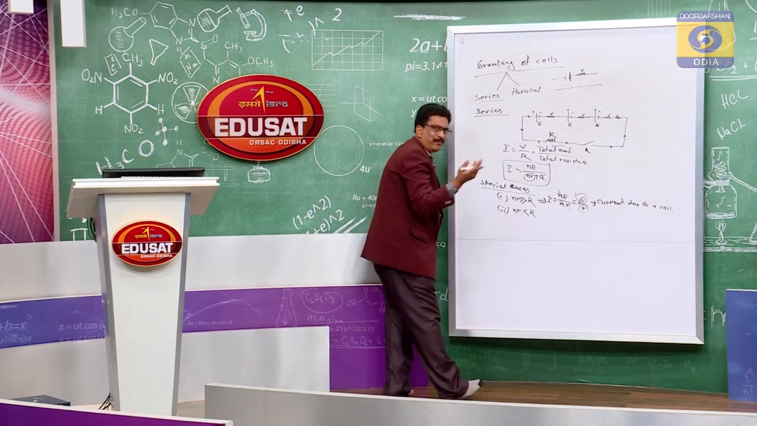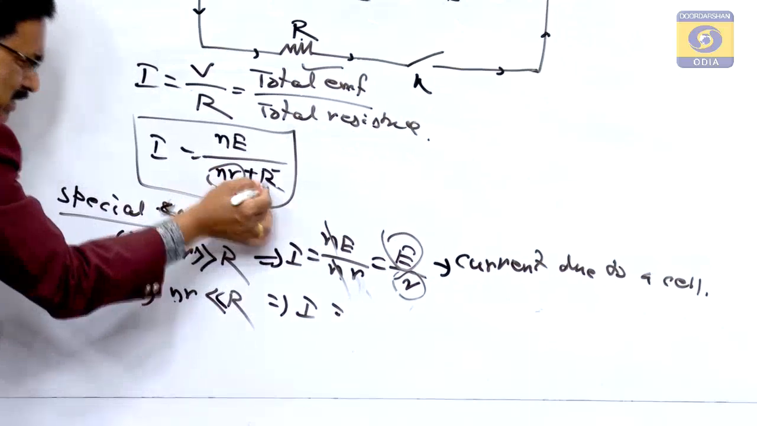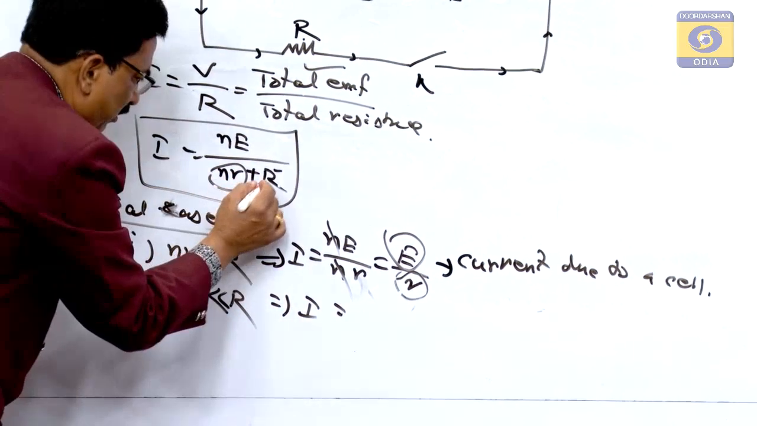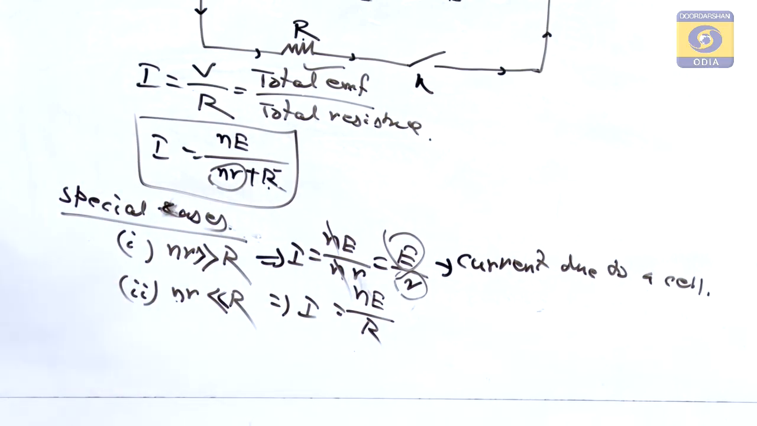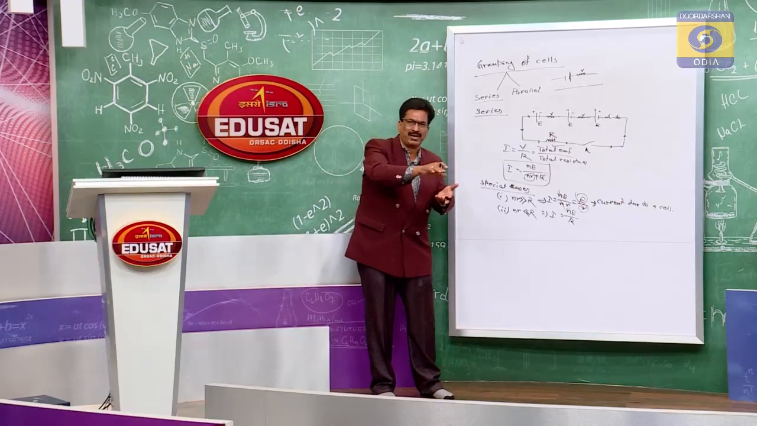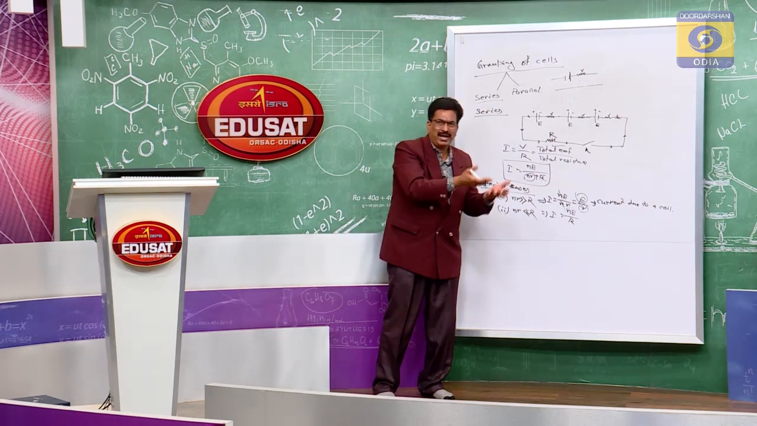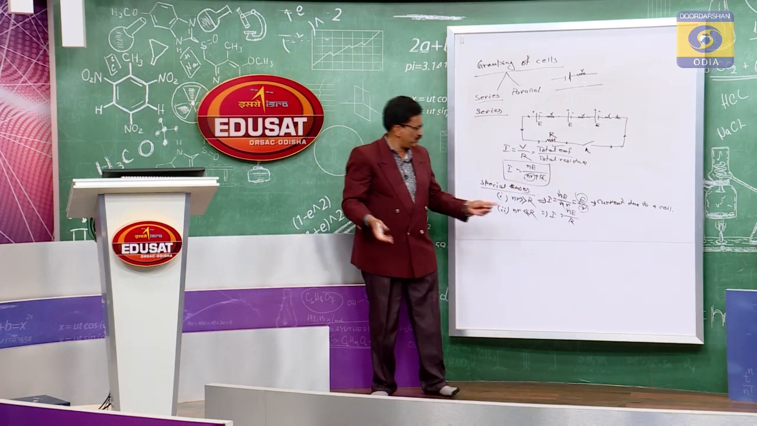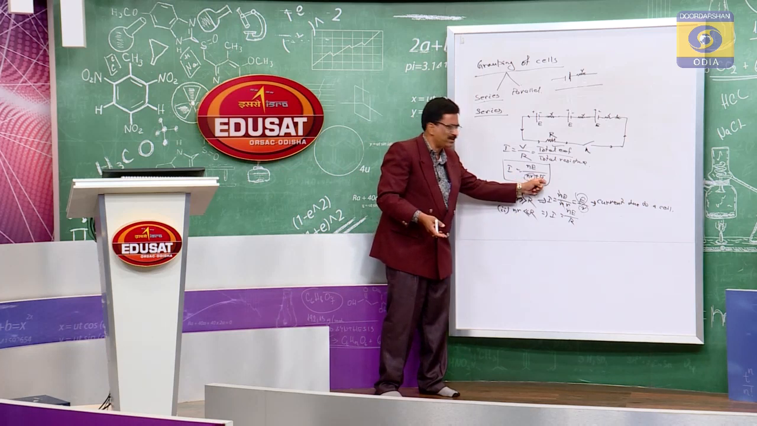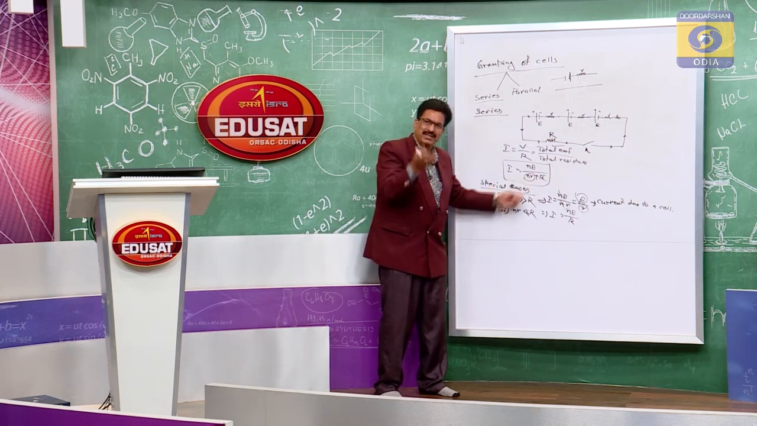When Nr is much less than R, then the value will be only R. So I is NE by only R, much less I am saying. Suppose there is an ocean. If we drop a bottle of water into the ocean, will the height rise? Nothing. If from the ocean we take a trunk of water, will its height go down? Nothing will happen. So if one quantity is much more than the other, the much larger thing will remain.